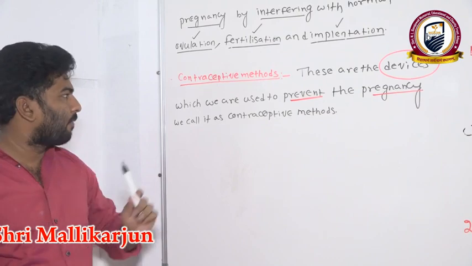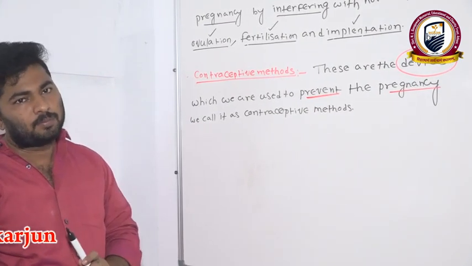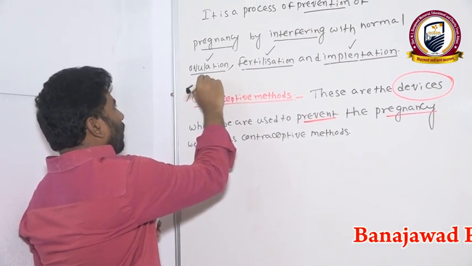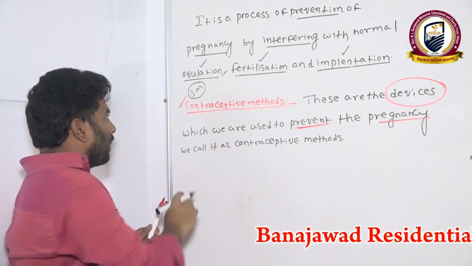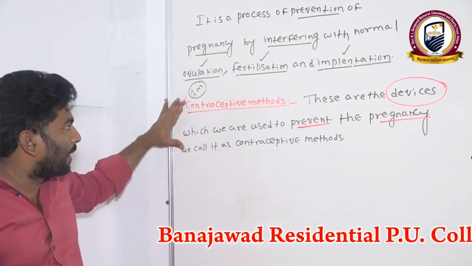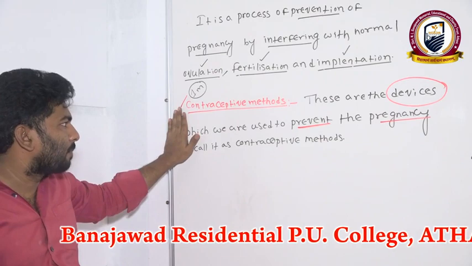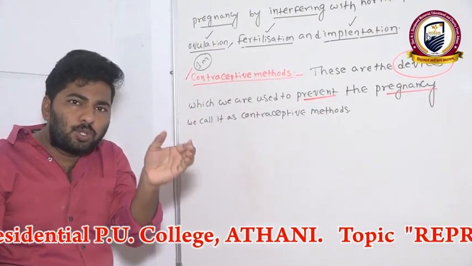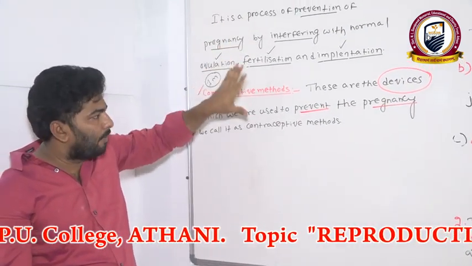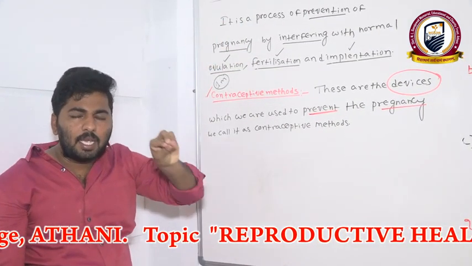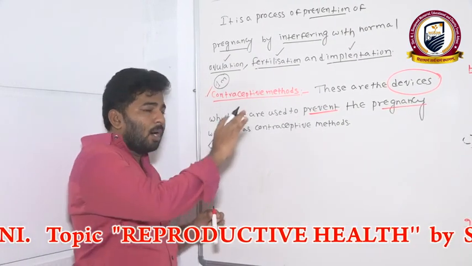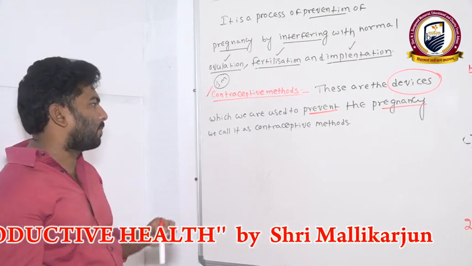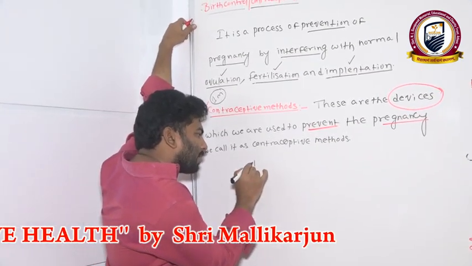Are you understanding? This is a very important question for 1 mark. Contraceptive methods, what are contraceptive methods? It is very important for the 1 mark question. Okay, now see, one more time I will repeat it. Contraceptive methods means devices or methods which are used to prevent conception or prevent the pregnancy. We can call them contraceptive methods. Okay, fine. Now these contraceptives we can classify into different types. Now we will write types of contraceptives.